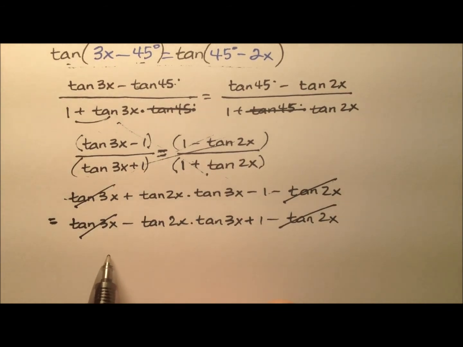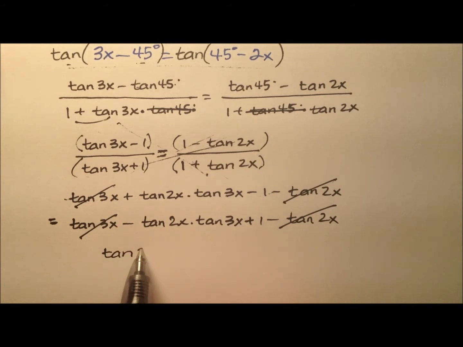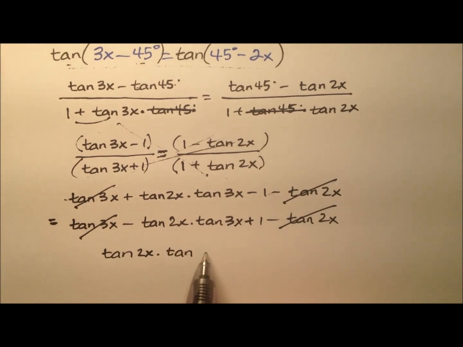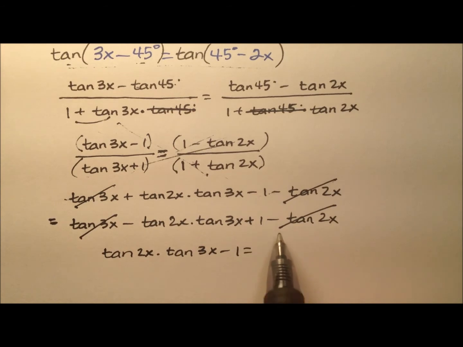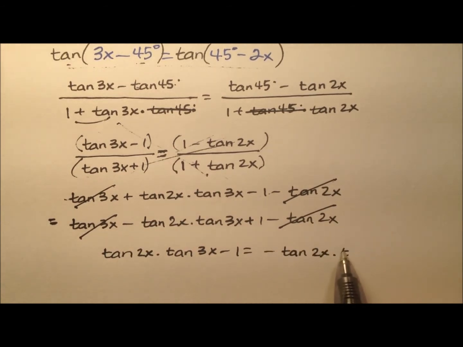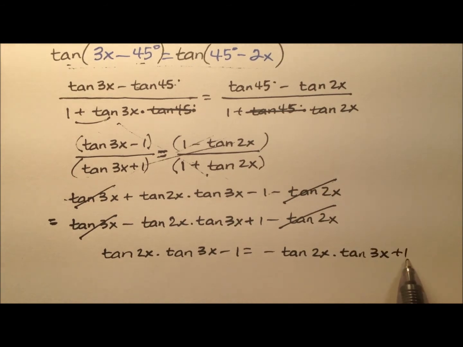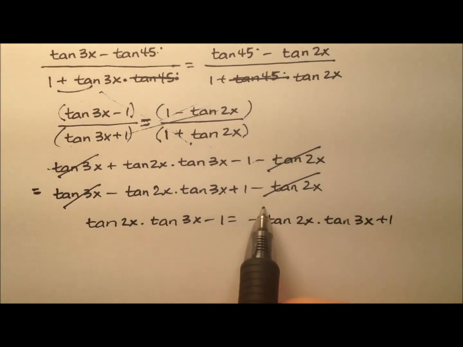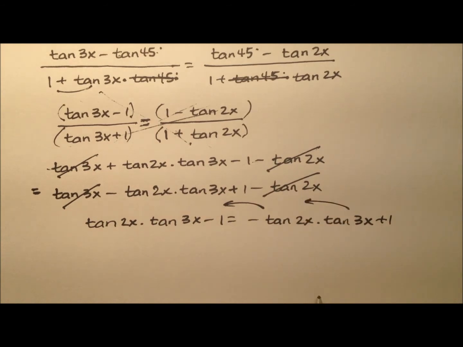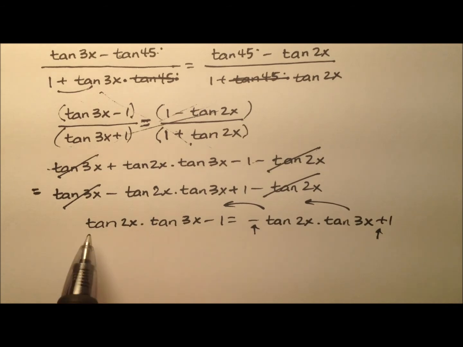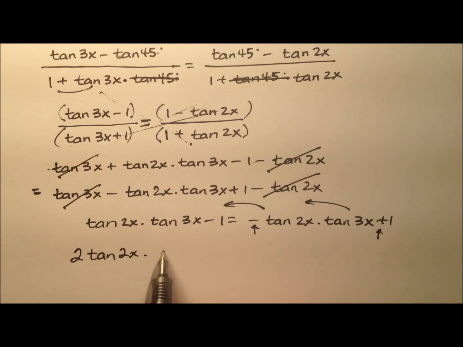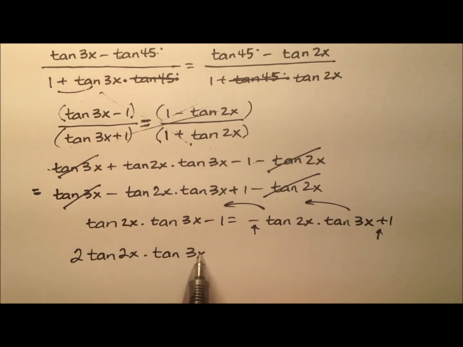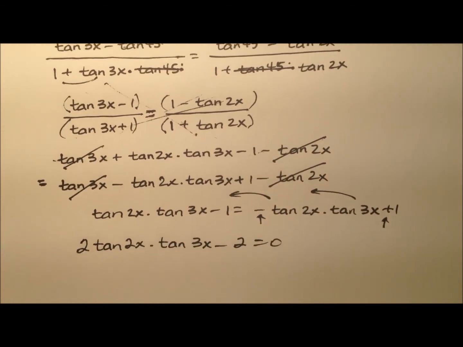So rewriting this, it looks like the tangent of 2x times the tangent of 3x minus 1 equals, and then basically it's those same terms except they have opposite signs, which will be nice because then when we move these over to the left side, the sign here and here will change. So we'll basically just have 2 tangent of 2x times tangent of 3x minus 2 equals 0.